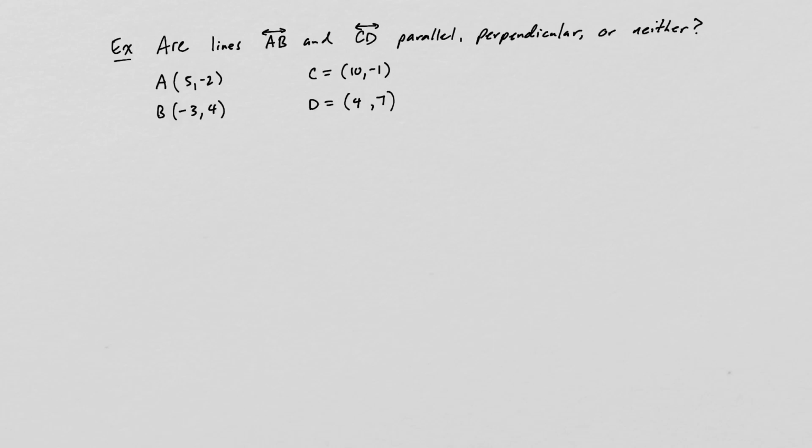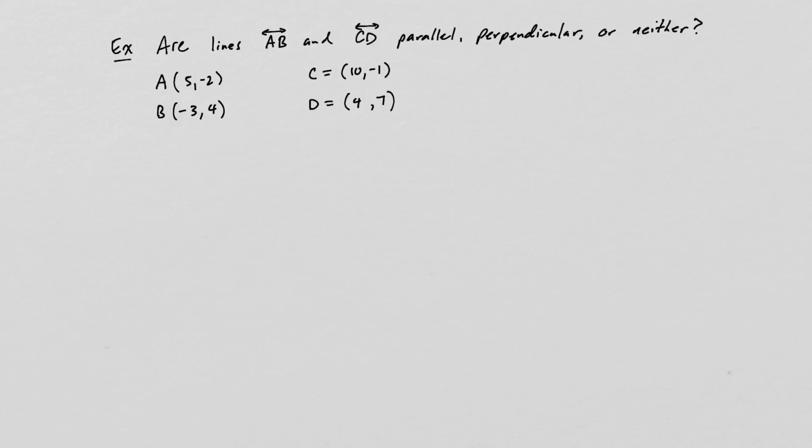So let's answer this question. Are the lines AB and CD parallel, perpendicular, or neither parallel nor perpendicular? So here are the points AB, and here are the points CD. If we want to know if these lines are parallel or perpendicular or neither, we don't need to graph the lines. In fact, graphing is not the answer here because sometimes graphs can be a little bit misleading. All we need to do is find the slope of each of these lines.